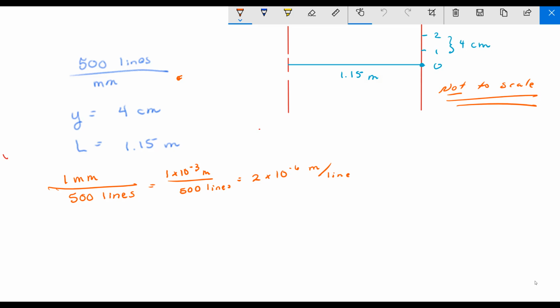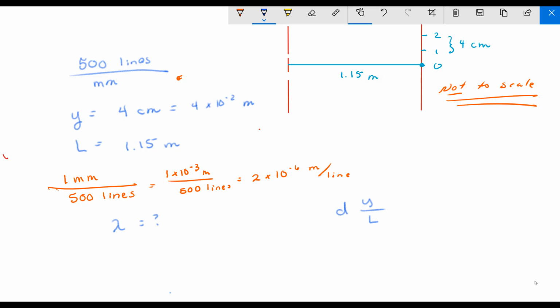Now we can see that if we just invert that, so we take millimeters per line instead of lines per millimeter, and change, of course, millimeters to meters, then we get how many meters there are between the lines, which is 2 times 10 to the negative 6. Also realize that that 4 centimeters is between the first and second maxima, but it's the same because of symmetry between the 0 and 1 maxima also. And that 1.15 was that distance from the screen.